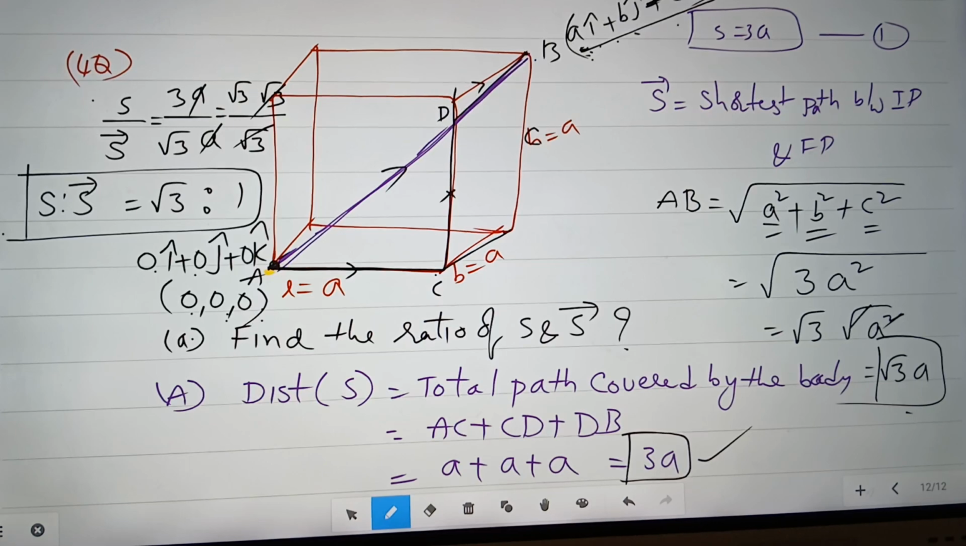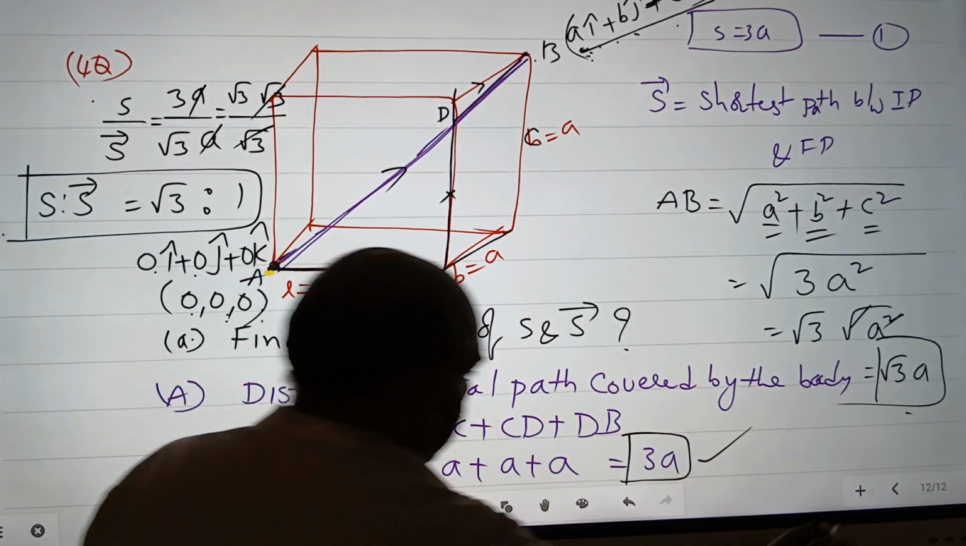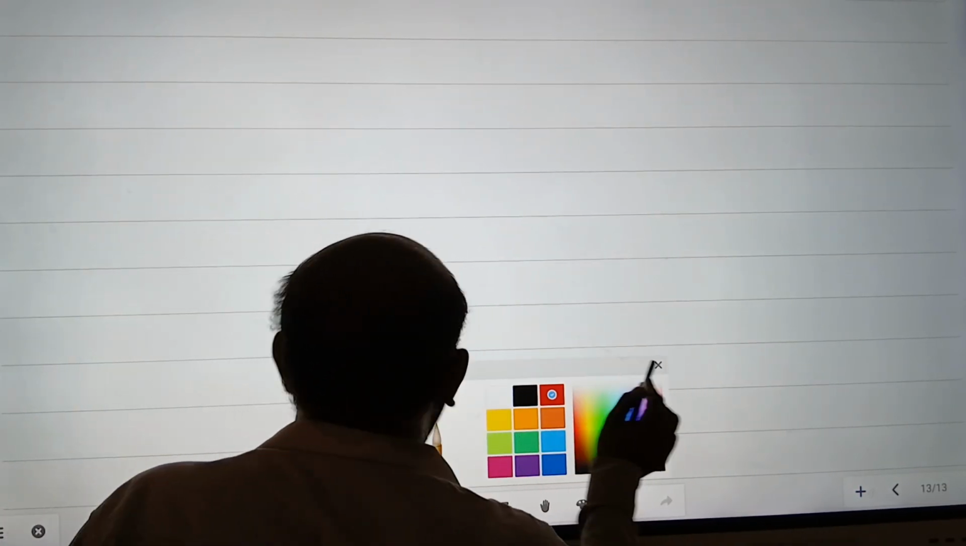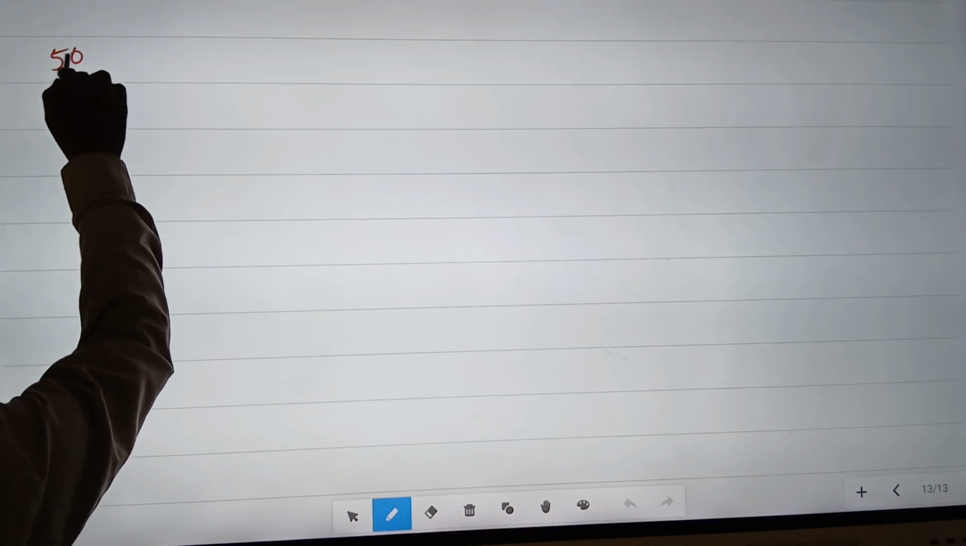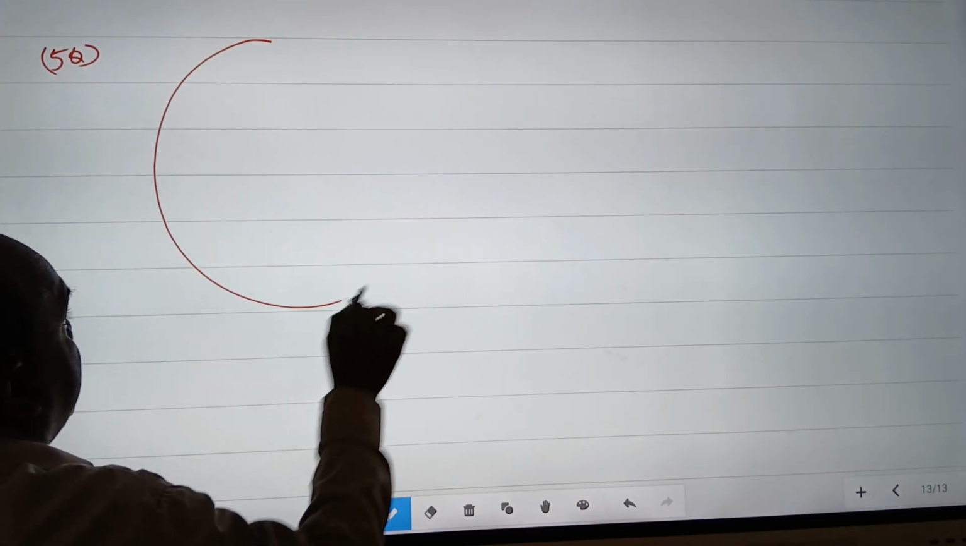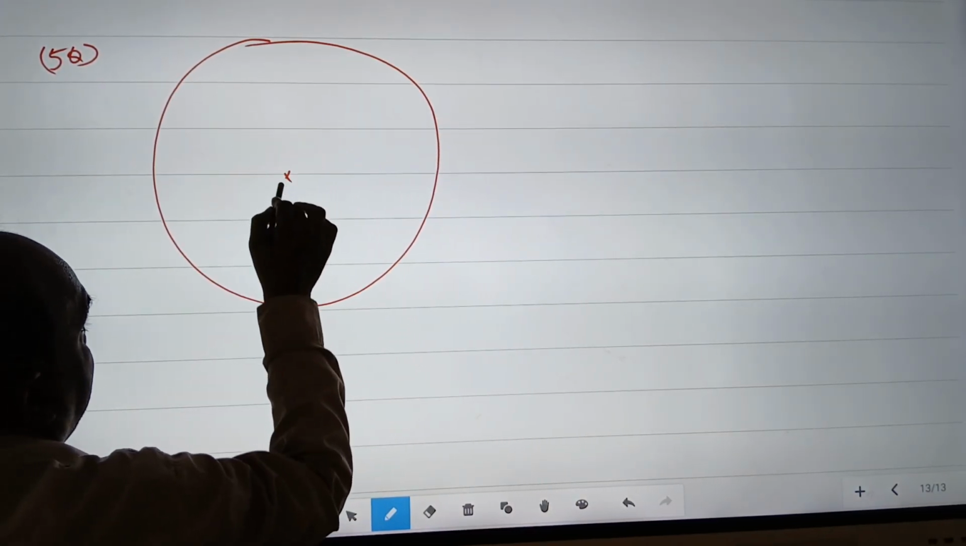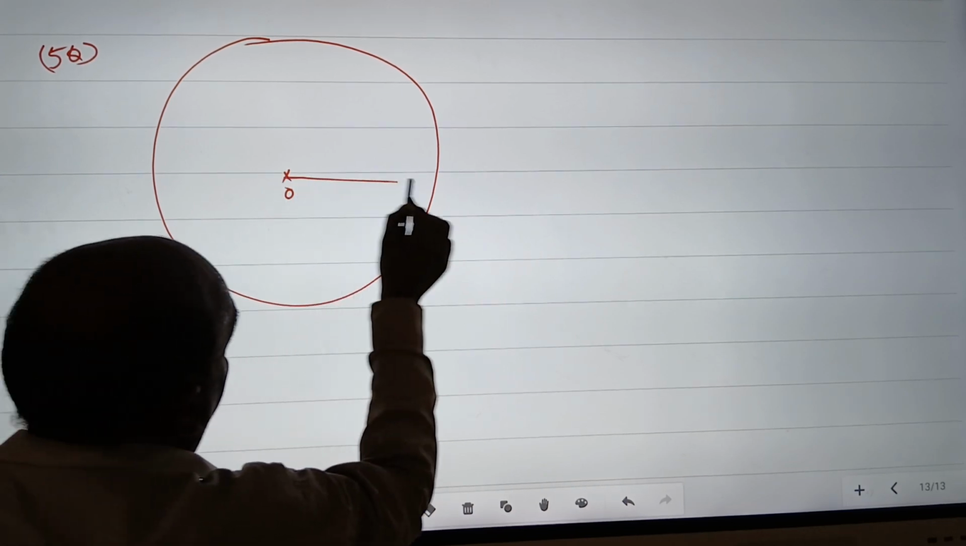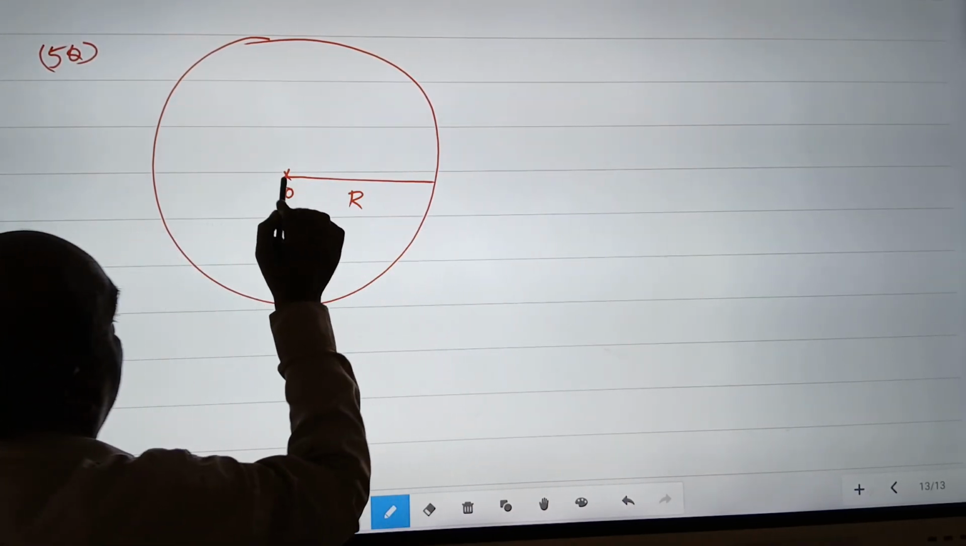Next question, question number 5. Pause it and try to do it. Question number 5. There is a circular path. This is the center of the circle O. Let the radius be R.